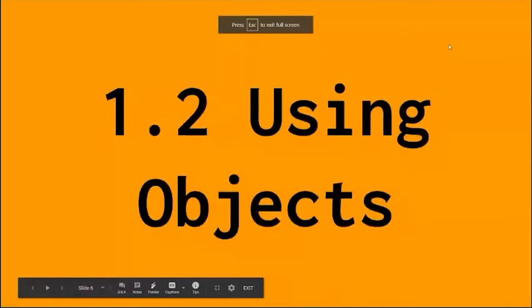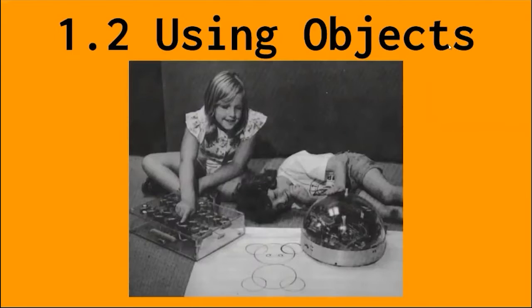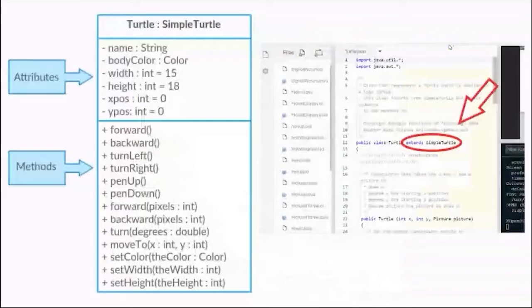All right, so 1.2, just a super brief explanation of everything that we've covered so far. Using objects, we use the turtle as an example. Objects in programming are just virtual objects, like in real life. You can kind of think of it that way. There's a class diagram right here that has attributes that describe each object. The methods describe what an object can do.